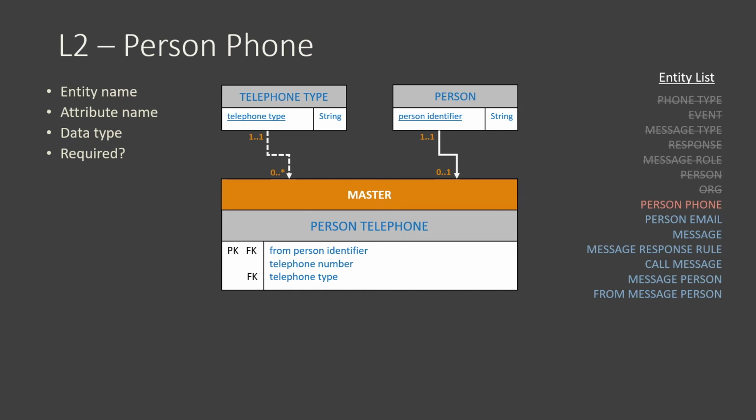To complete the update, data types and the required indicator must be assigned. Telephone number implies a number data type, and it must be required, otherwise it won't be a valid instance of a person telephone. And the two foreign key attributes will inherit the string data type and are marked as required, since the cardinality of both relationships are noted as 1 and 1, indicating one related record is necessary.